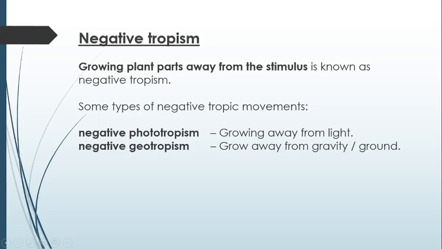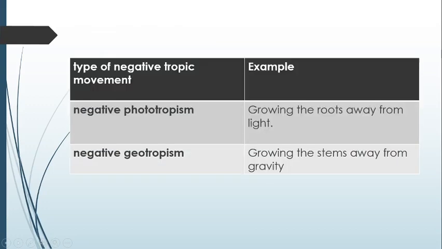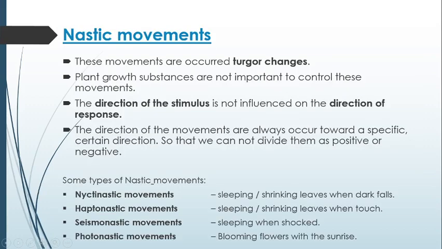Then negative geotropism means growing away from gravity. So here are the examples. As I told you, growing the roots away from light is a negative tropic movement. Also, growing the stems away from gravity is a negative geotropic movement. So those are the things we have to learn about tropic movements.